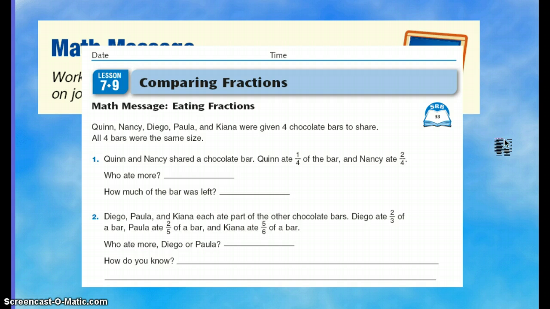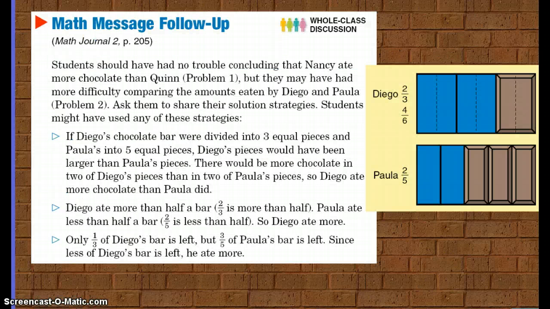Diego or Paula? And how do you know? Answer this question or questions before you go on. Well, let's take a look at that. If Diego's chocolate bar were divided into 3 equal pieces and Paula's into 5 equal pieces, Diego's pieces would have been larger than Paula's pieces. There would be more chocolate in 2 of Diego's pieces than in 2 of Paula's pieces. So Diego ate more chocolate than Paula did.